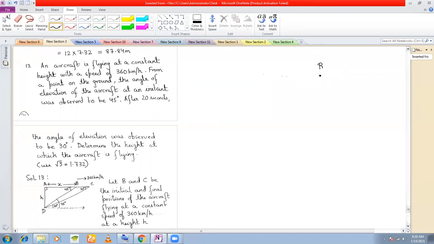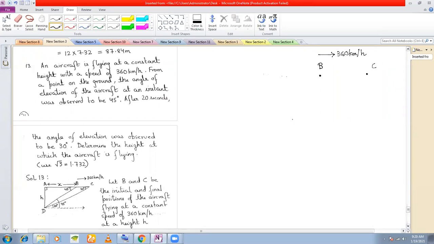let's say from a point B. The aircraft is flying to a point C. And what is the speed of this aircraft? It is 360 km per hour. The aircraft is flying at a speed of 360 km per hour. And you have a point on the ground. You can have the point vertically below, between B and C.